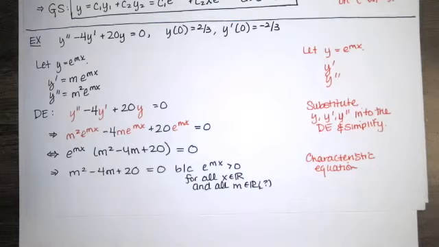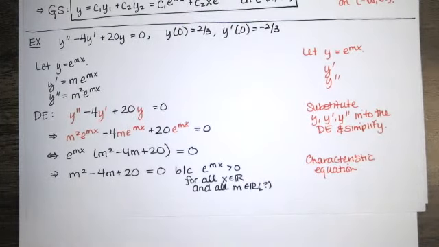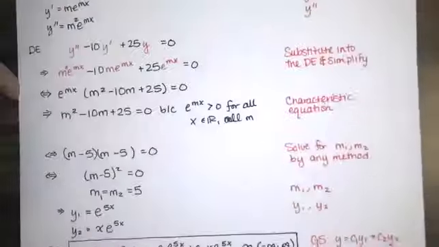Now you can use the quadratic formula if you want to, but since that number in front of the m is even, and I've got a 1 in front of that m squared, I think completing the square is probably a good bet for this one. So let's complete the square. I've got m squared minus 4m plus 20 equals 0. I'll subtract 20 from both sides.